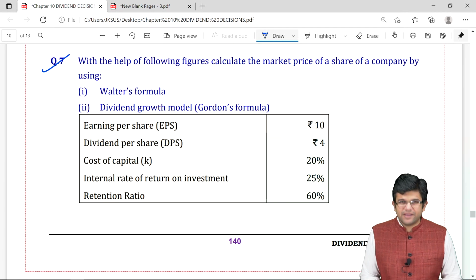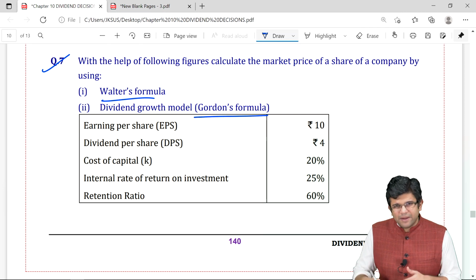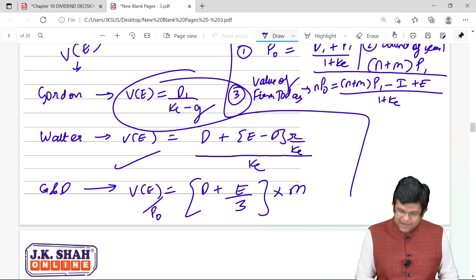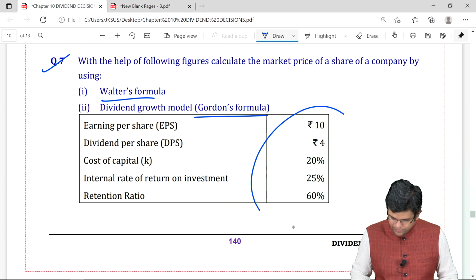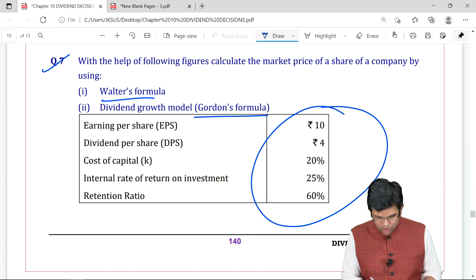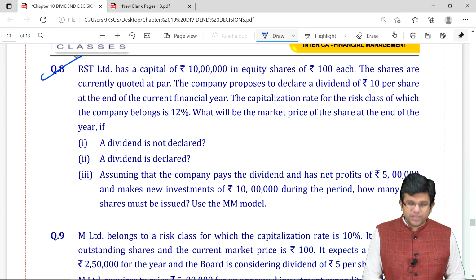Children, question number 7, I will not repeat this, using Walter and using Gordon. Same data is there children. Using that same formula of Gordon as well as Walter, you have to find out value of equity. Yes, 2 times here. One using Walter and one using Gordon. Nothing to discuss here children. Question number 7.